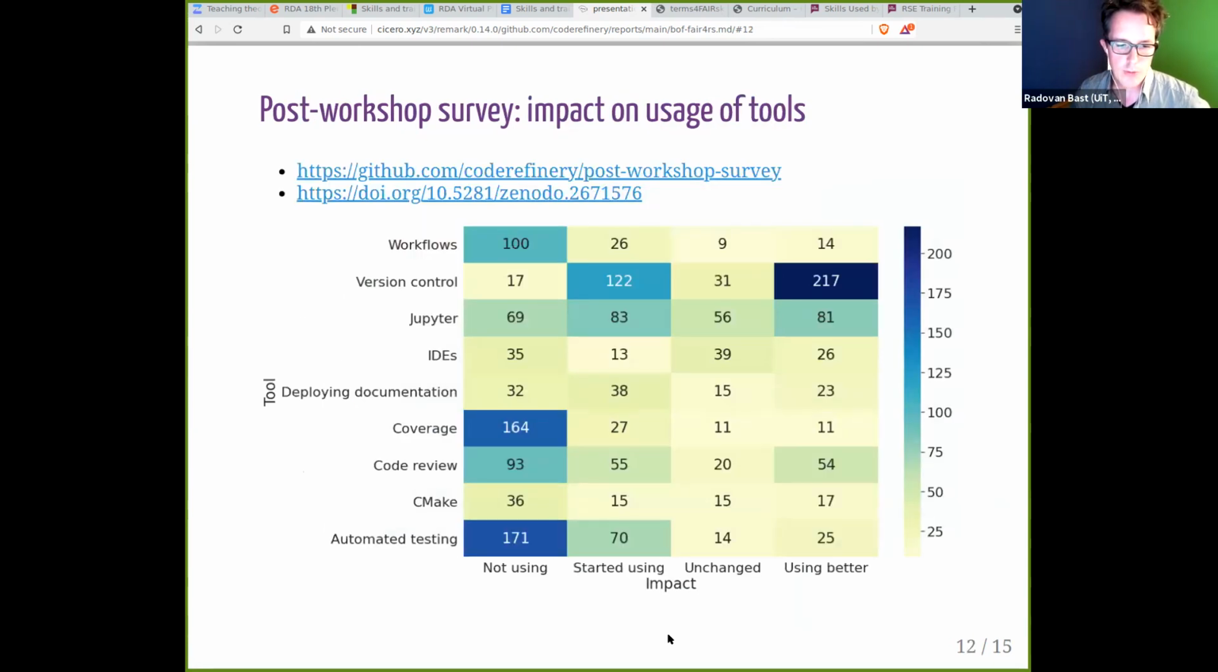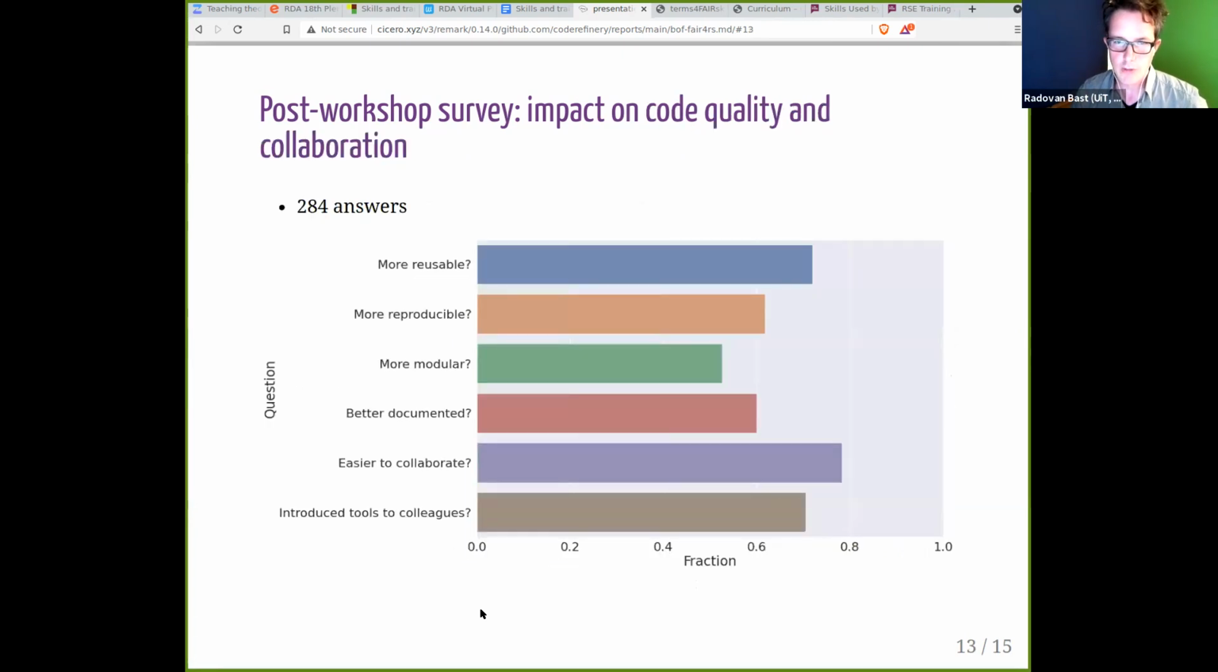We also do surveys three to six months after our workshop, where we want to measure the impact. Did we actually achieve an improvement according to the different lessons? In this post-workshop survey, we asked learners whether after the workshop their code became more reusable, reproducible, modular, documented. Was it easier to collaborate? I'm very happy to see that many of the learners have introduced their colleagues to some of these tools in these workshops.